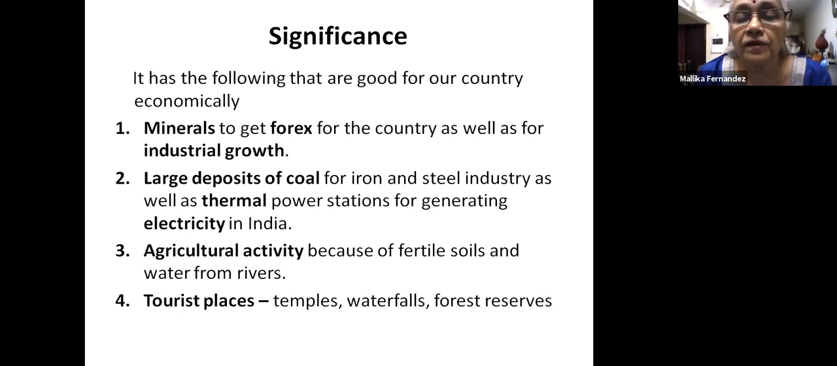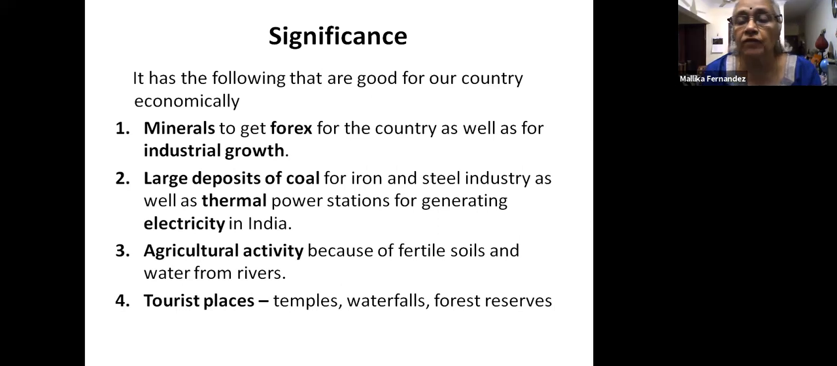Then many places are famous tourist places. You have temples, waterfalls, forest reserves. You also have hill stations here. Okay, so for temples, you have Tirupati, which is famous, which earns a lot of money, right? Waterfalls, I already mentioned. You have the Jog Falls, which is one of the highest ones in India, okay, with plenty of water. So attracting tourists basically.